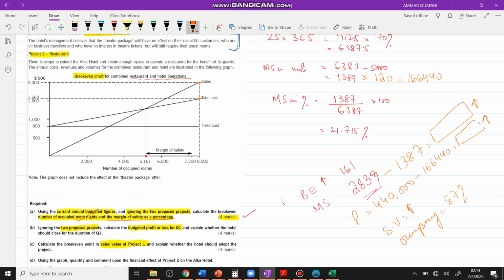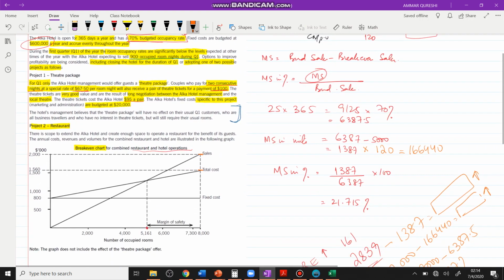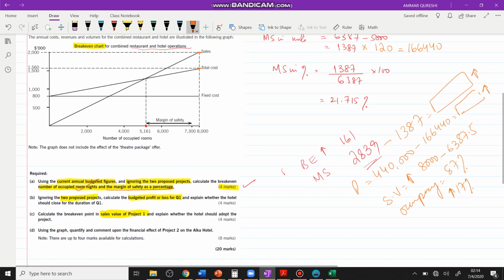Sales volume will be 8,000, and initially sales volume was 6387.5. So there's an increase in sales volume. Occupancy will be increased by 70%. So all things are indicating that the company should go with this proposal, right? So it's a good question, I personally believe. So that's the end of this question.